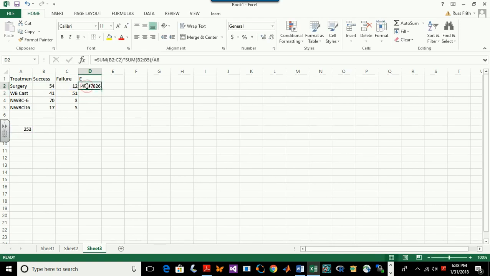Okay, can I duplicate this? Let's see. No, it won't let me. Okay. So those are the expected values.